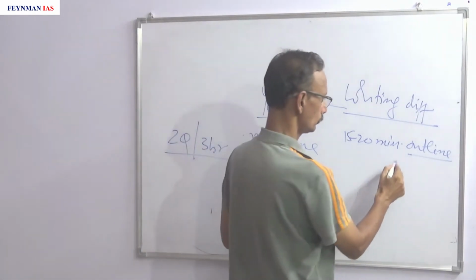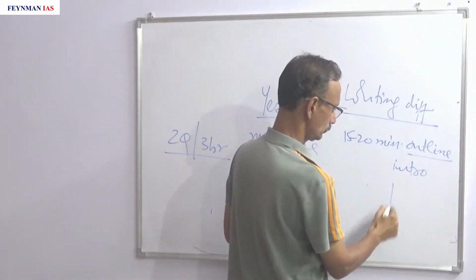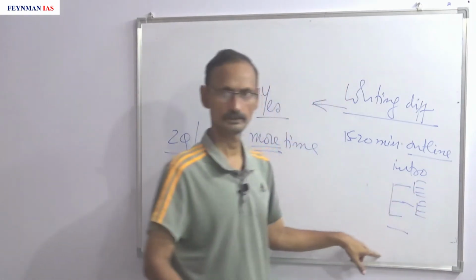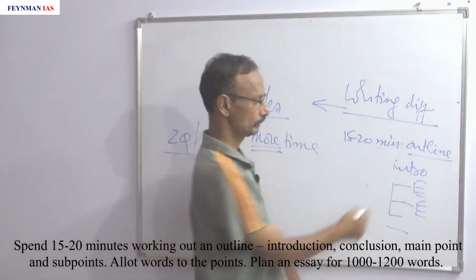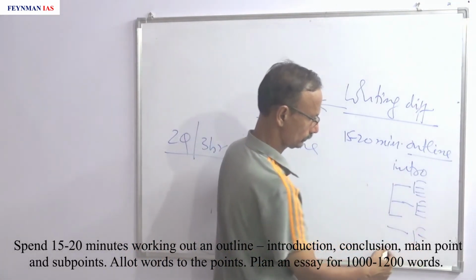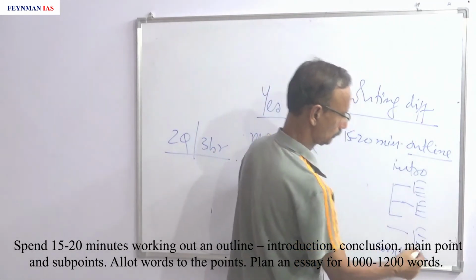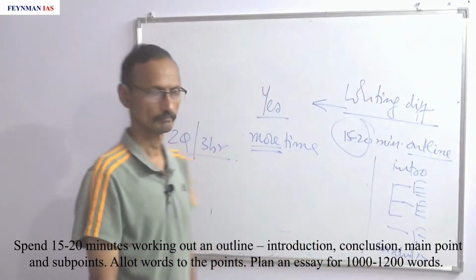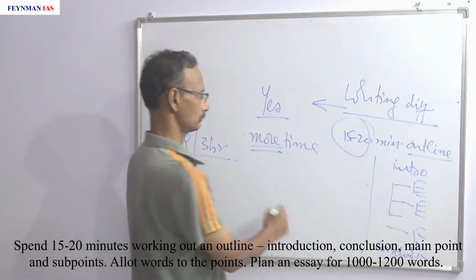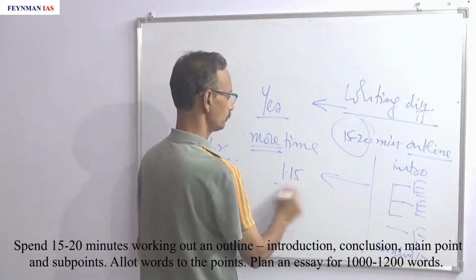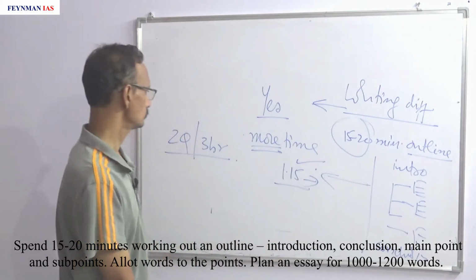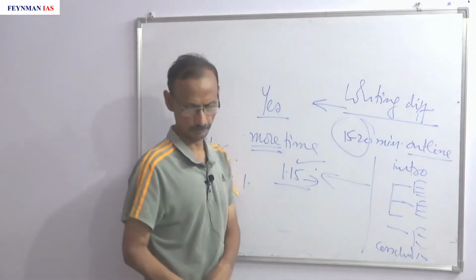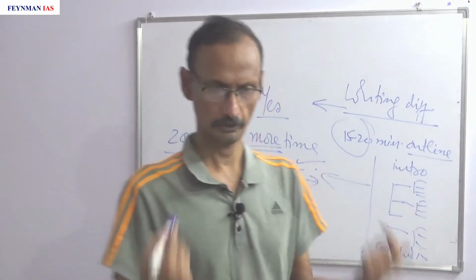Outline includes working out introduction, main body, subpoints. Like this, outline can look like a tree. Main points, subpoints, conclusion. You can spend 15 to 20 minutes on outline. And remaining, so 1 hour and 15 minutes to write the exam. So complete one essay in 1 hour and 30 minutes or even 1 hour and 40 minutes. Not more than that, because you have to do 2 essays.